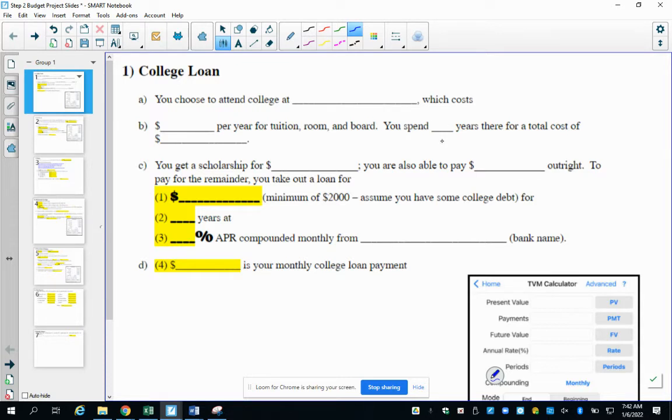Okay, so if your degree takes 4 years or 5 years, whatever that is, and then get your total cost here. Okay, so take this number, the per year cost times however many years. So in this example, times 4.